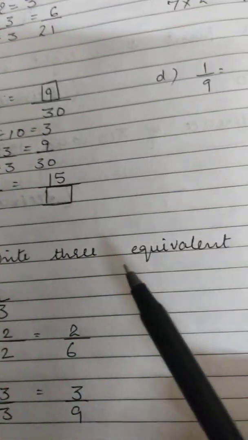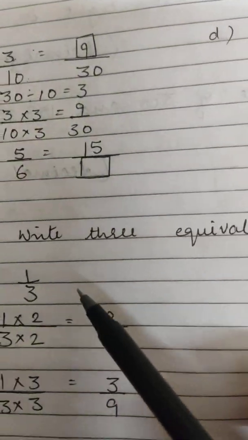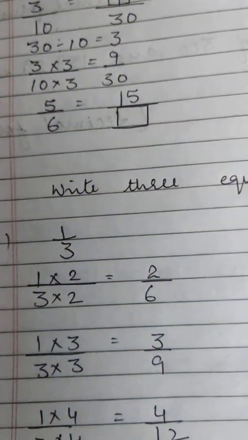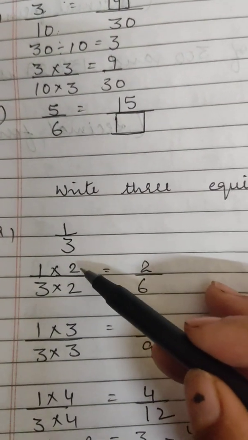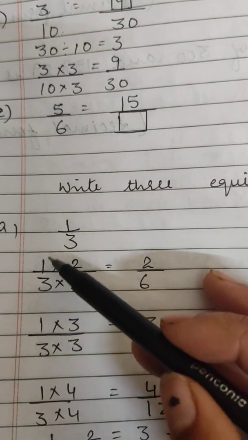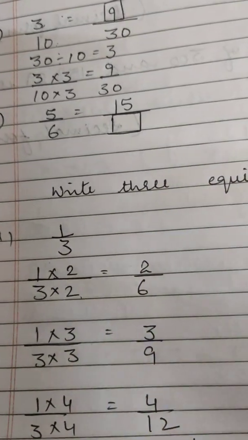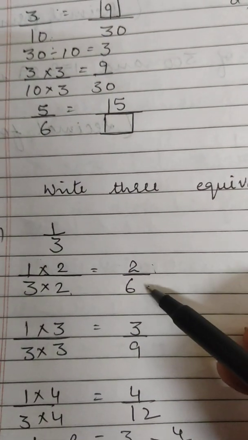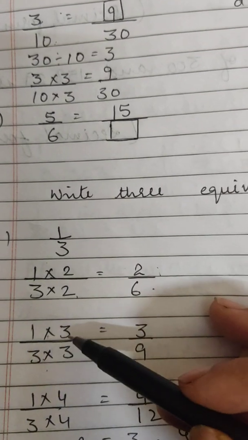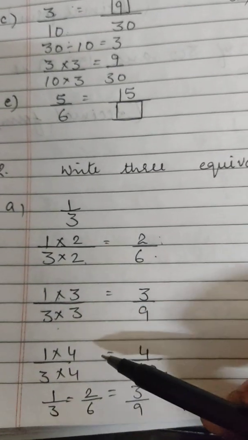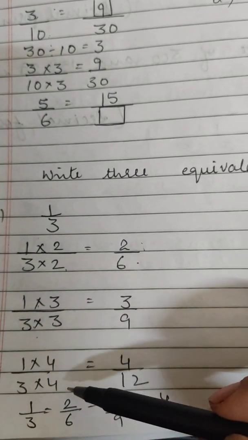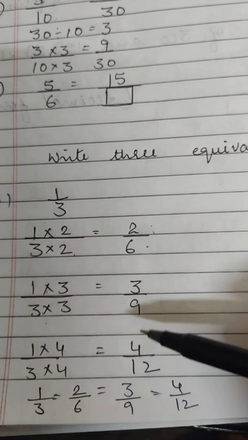Now the second question is, write 3 equivalent fractions of 1/3. हमें 1/3 के 3 equivalent fractions निकालने. How? So 1/3 multiplied by 2. As I told you, this will be multiplied by the same number. So we get 2/6. Now 1/3 multiplied by again 3 is equal to 3/9. Again 1/3 multiplied by 4 is equal to 4/12.